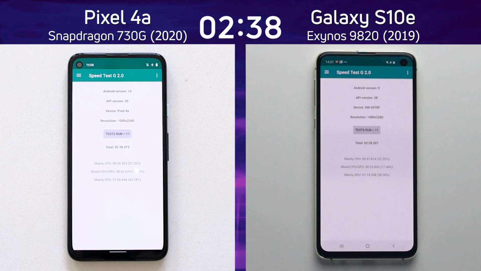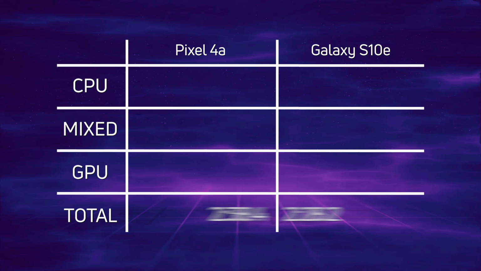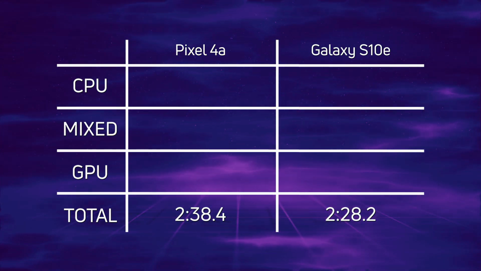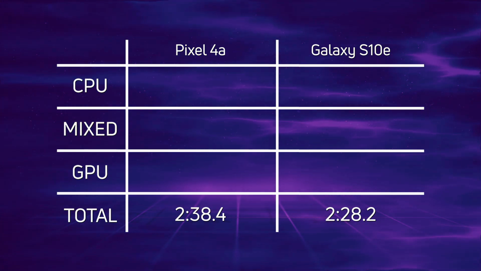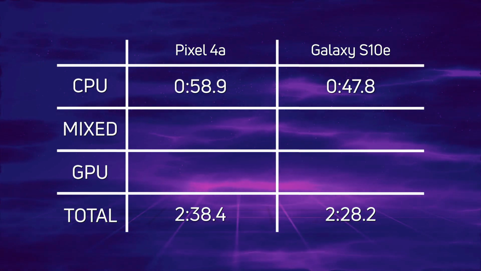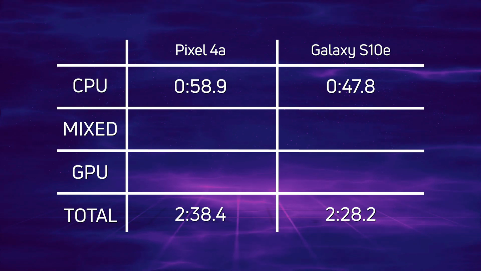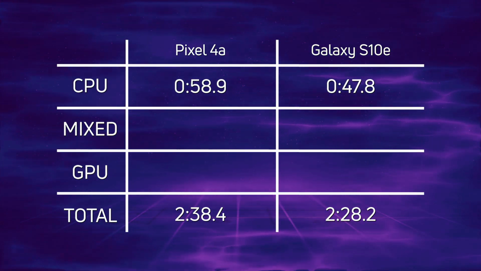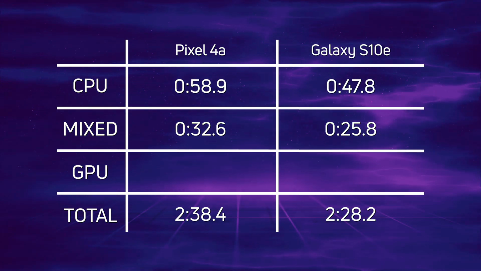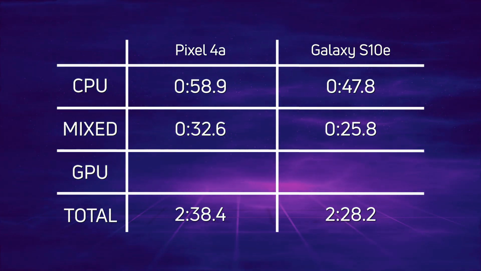Okay, let's break down the scores and see exactly what happened. As we saw there, a win by the Galaxy S10e with the Exynos 9820, 2 minutes 28.2, and then 10.2 seconds later came in the Pixel 4a, 2 minutes 38.4. When you look at the CPU, 58.9 versus 47.8, that's an 11.1 second lead by the Galaxy S10e. When we get into the mixed CPU GPU, 32.6 versus 25.8, so again another win there by the Galaxy S10e, 6.8 seconds in this particular case.